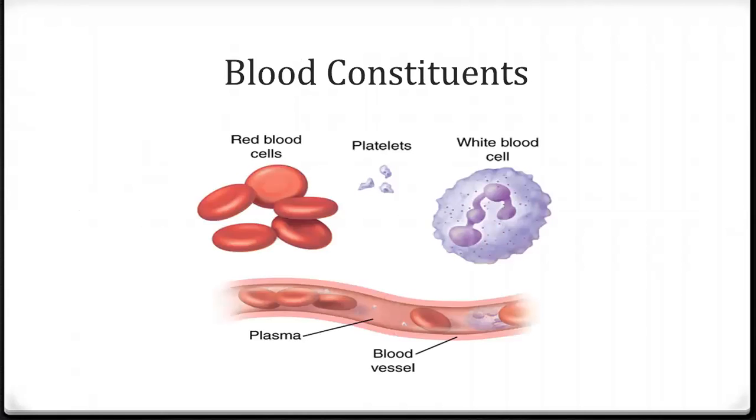So this is what they look like in a blood vessel. You have your plasma, you have your red blood cells. I think these look like jelly donuts a little bit. Platelets, white blood cells.